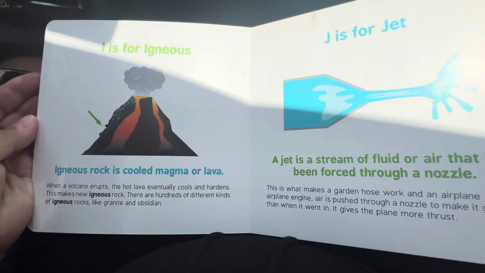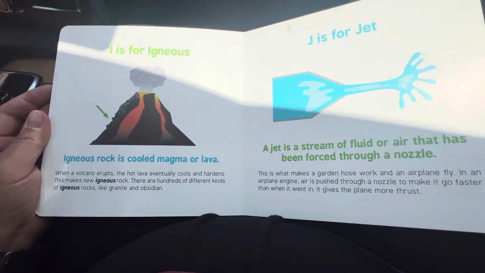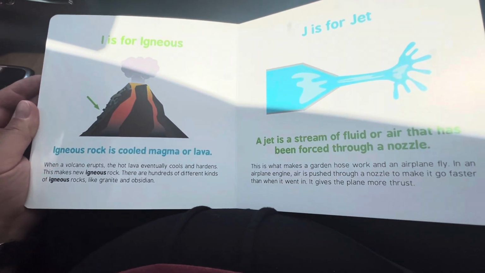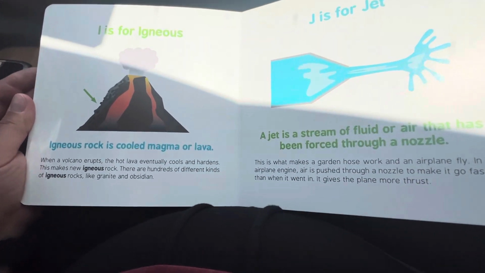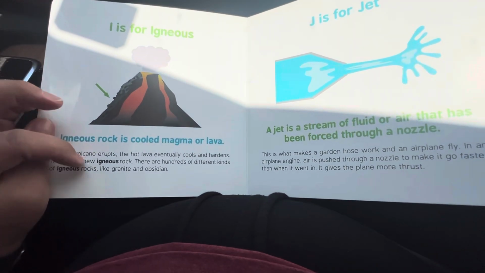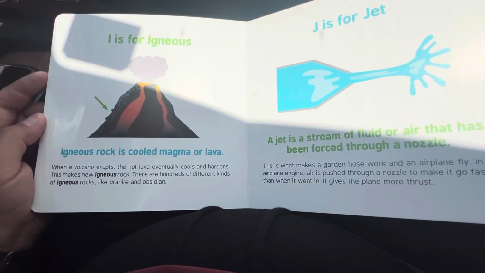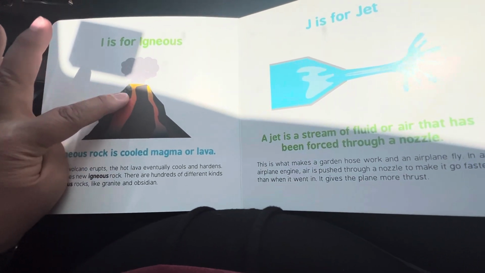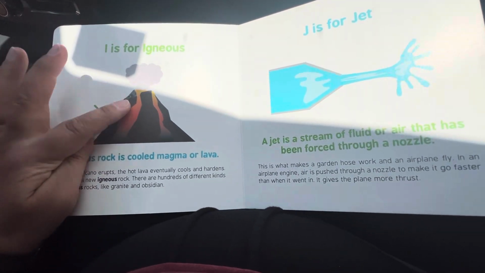I is for igneous. Igneous rock is cooled magma or lava. When a volcano erupts, hot lava eventually cools and hardens. This makes new igneous rock. There are hundreds of different kinds of igneous rock, like granite and obsidian. So as this lava cools, it becomes igneous.